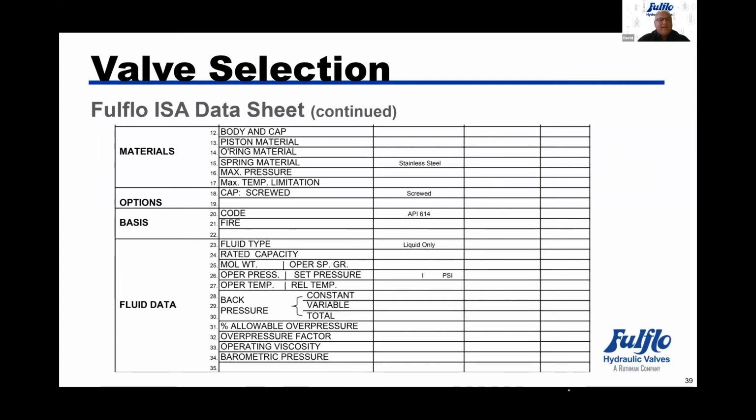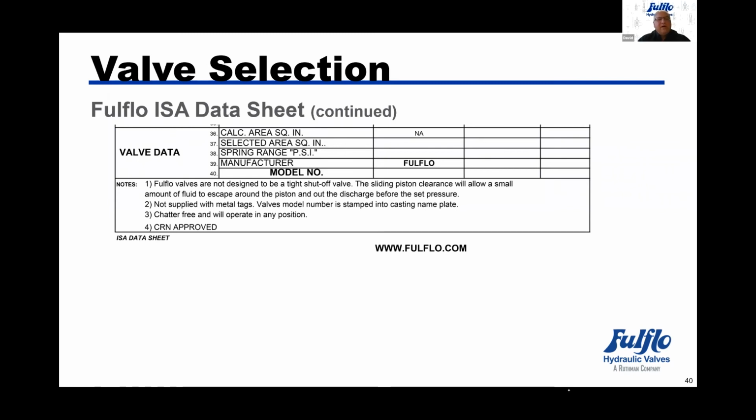Here at the bottom of the ISA data sheet, a lot of times it specifies Fulflo or equal, or just Fulflo. The model number would be determined or can be selected and then jotted in there for the model number. And this could be provided to engineers, customers that want to have traceable documentation on the valves.